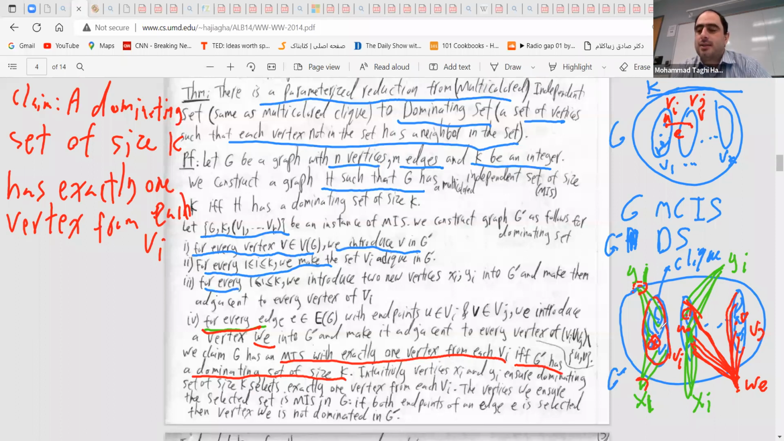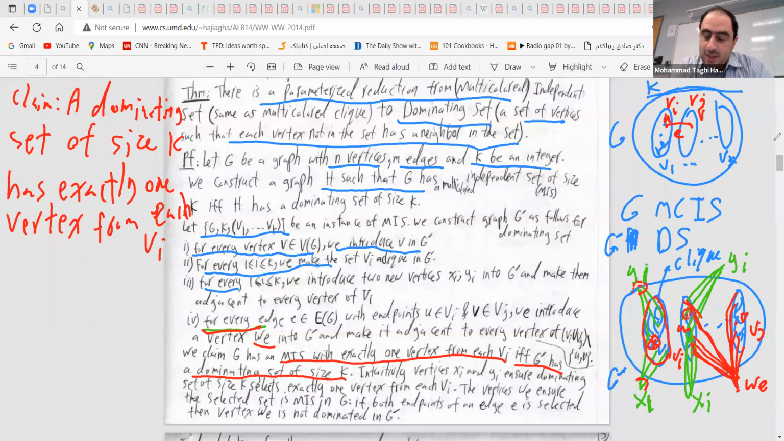And that's the main reason that you actually need to have exactly one from each of these sets. Does it make sense? Good. So, now let's go to the next step.